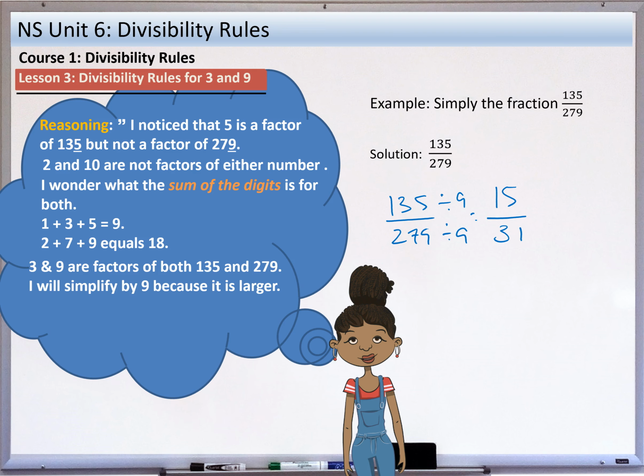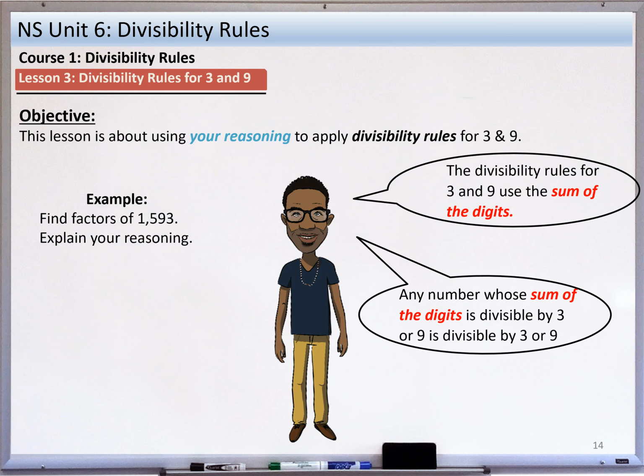Saved a lot of guessing. We went through 2, we went through 5, went through 10, and then we tried some of the digits for 3 and 9. And we chose 9 because it's larger, which helps us factor faster. All right, we're finally done with 3 and 9. So far we've done 2, 3, 5, 9.